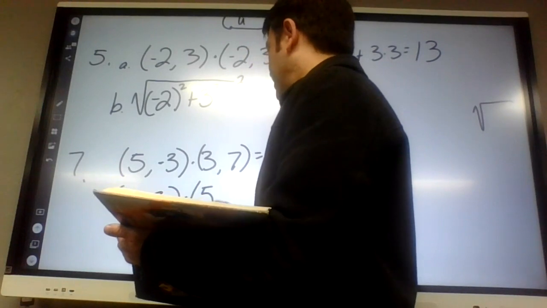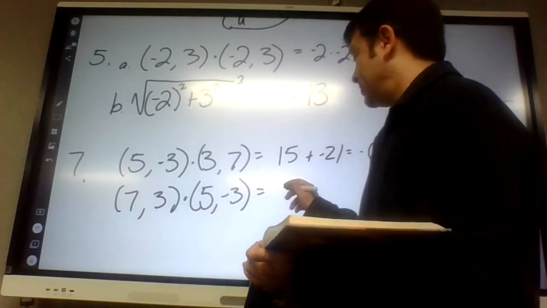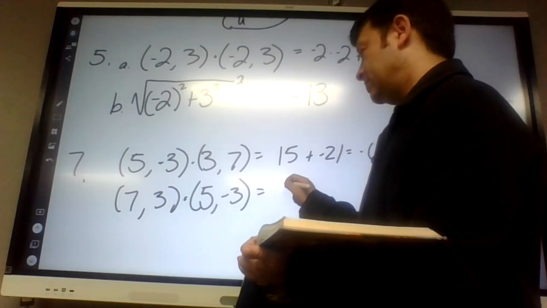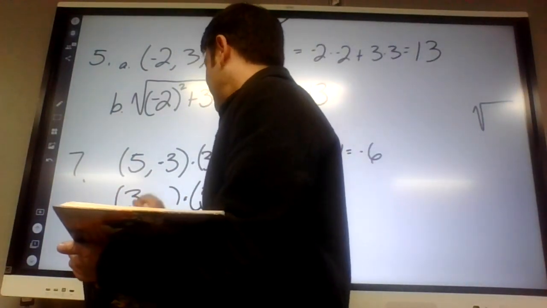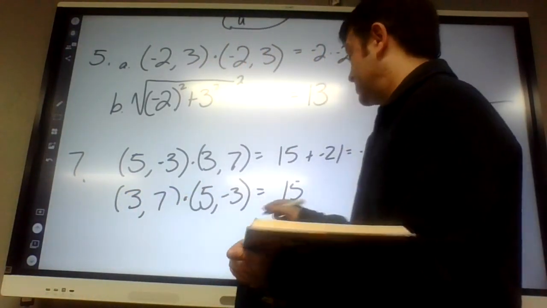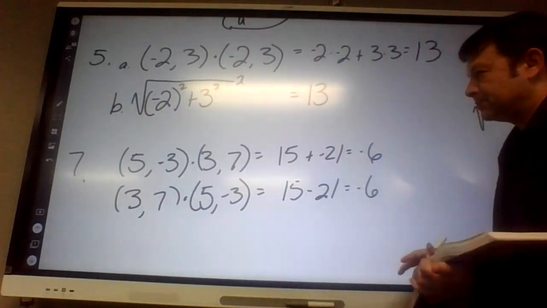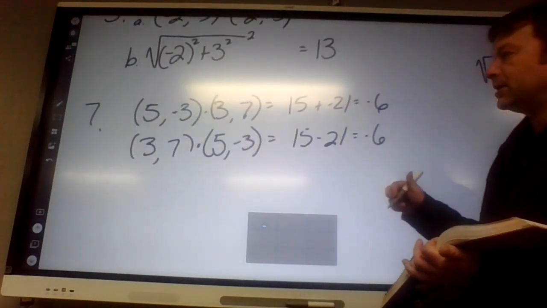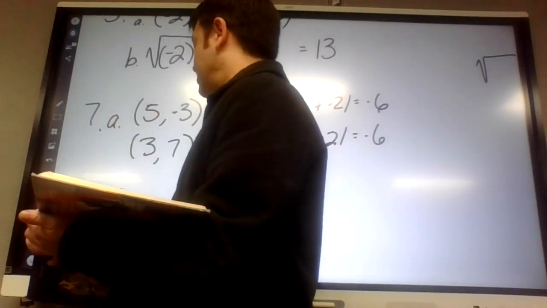And then we're supposed to do it in the other order. Show that the order doesn't matter. 7 times 5. Wait, did I write this down wrong? 3 times 5 is 15. 7 times negative 3 is negative 21. So it's negative 6 again. Okay, that's the A. We're showing that they're both the same thing. U dot V is the same as V dot U.